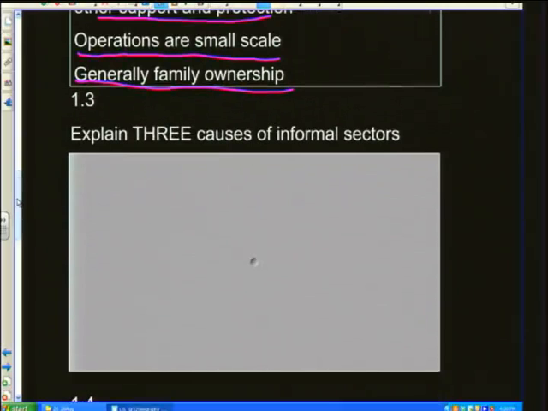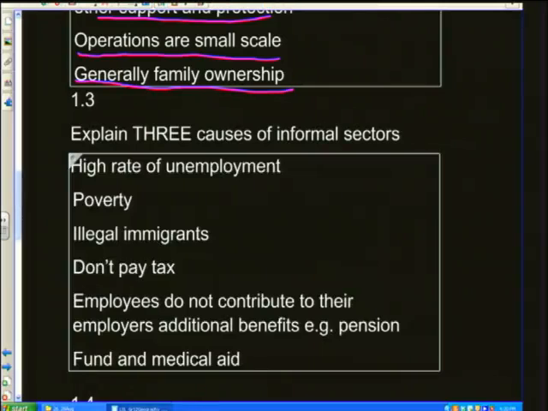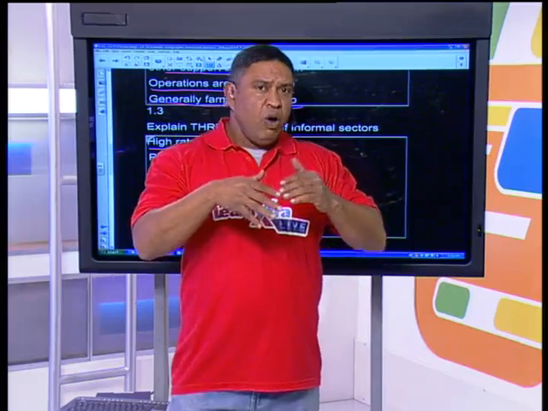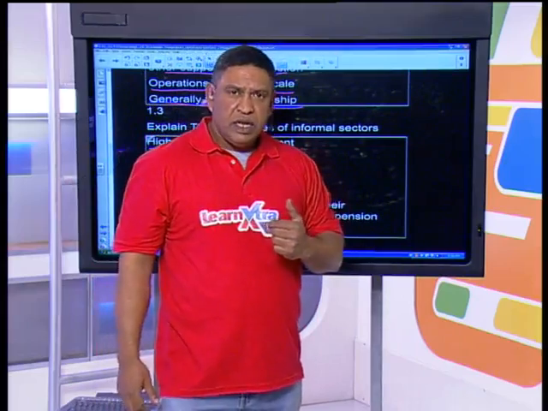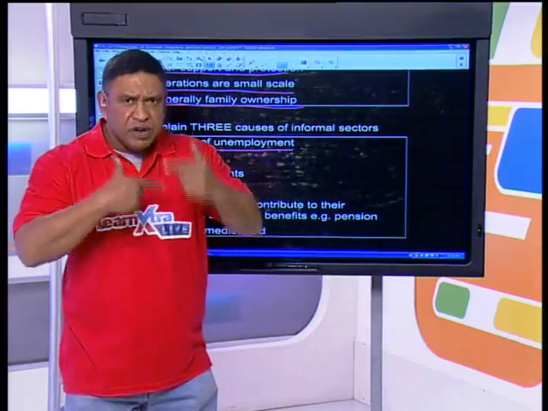Again, a simple question. Explain 3 causes of informal sectors. And again, a very simple question. Number 1, if we look at this, what are the causes of it again? High rate of unemployment. Now, learners, I want to take this a little further. The explain 3 causes of informal sectors. This is a Marcus memo. All right? You need to take this a little further.